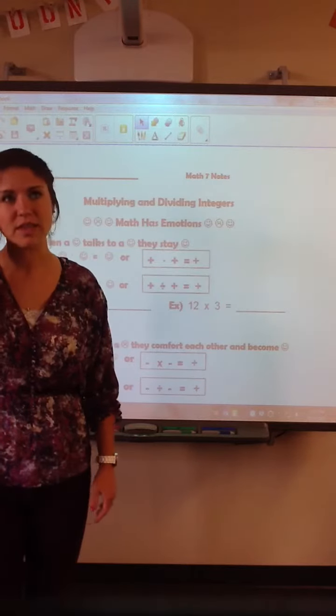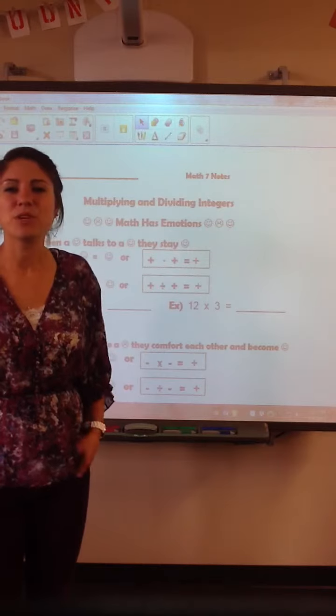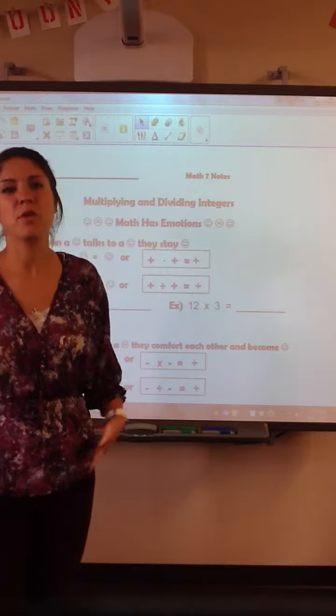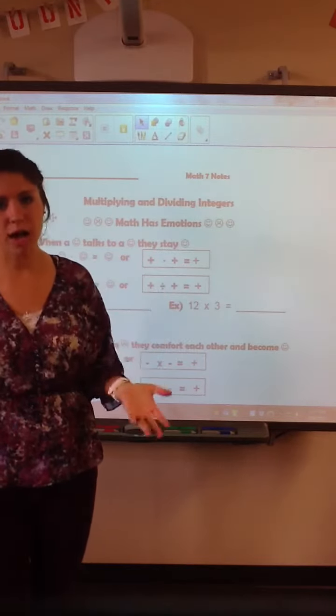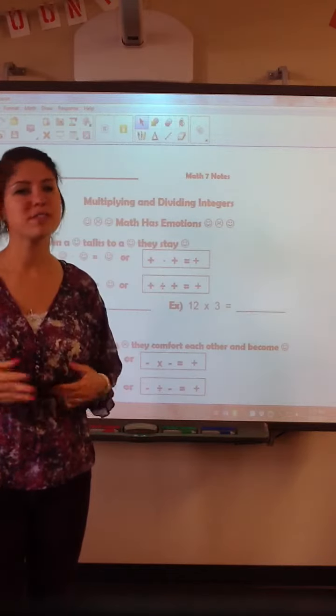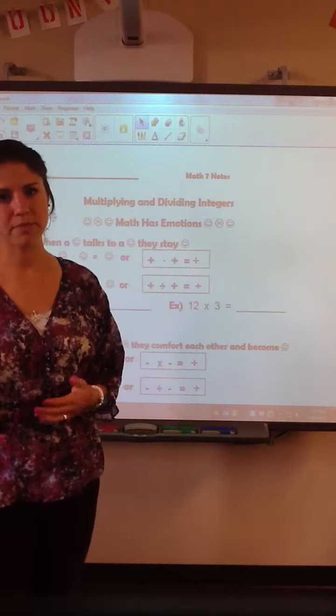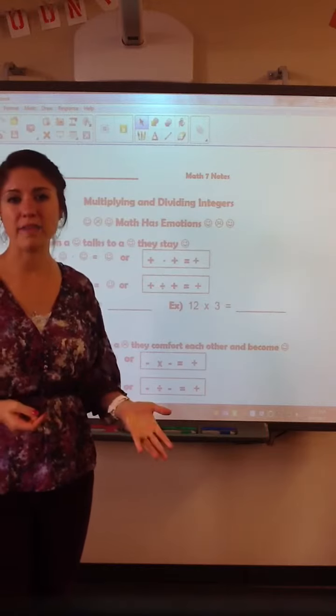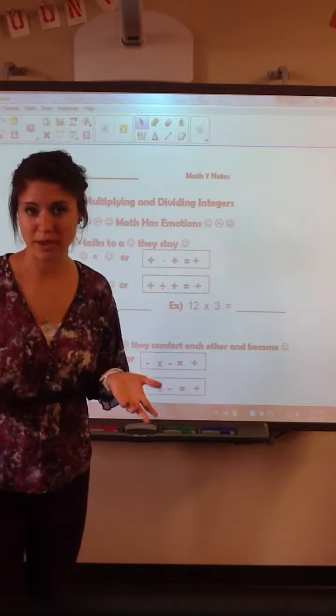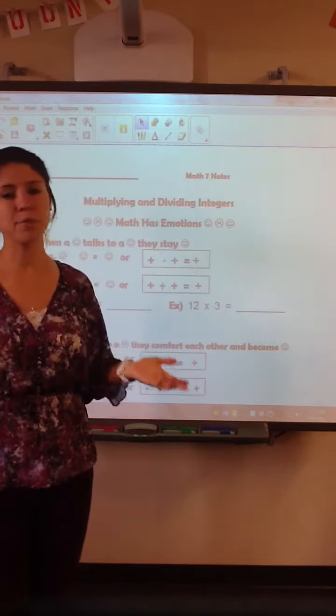Subtracting, we just learned yesterday. And when you're subtracting integers, most of you have learned the saying same, change, opposite. And really, we don't subtract, we add the opposite. So now we're going to move on to multiplying and dividing. Now you may not think you know how to do this, or you may not think you remember, but you do.